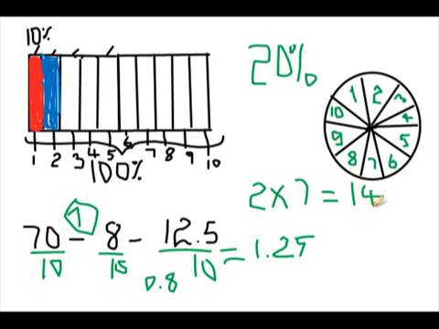Let's say they ask me for 30%. 30% is going to be 3 times it. Once I have 10%, 20% is 2 times and 30% is 3 times. So it's going to be easy. You can combine them.